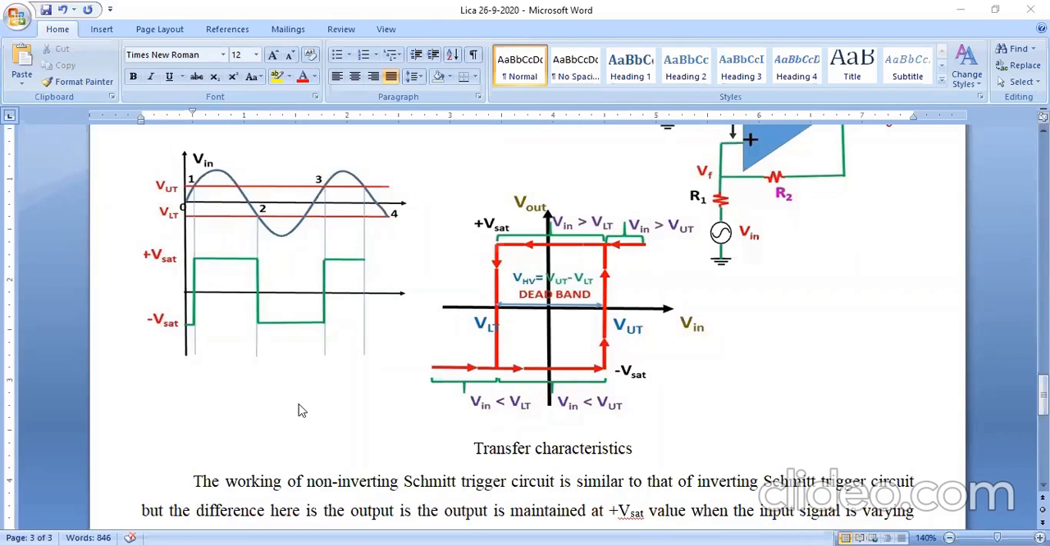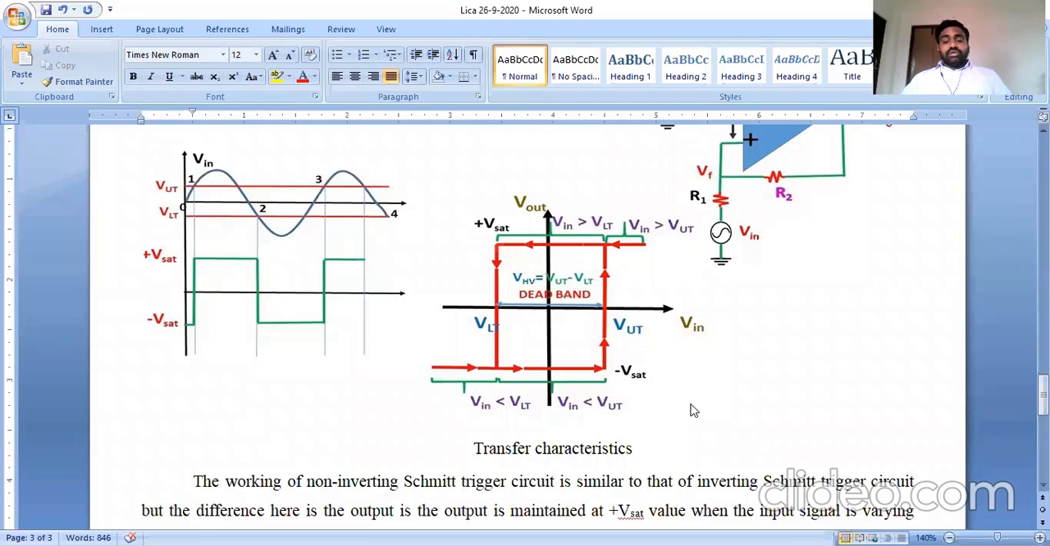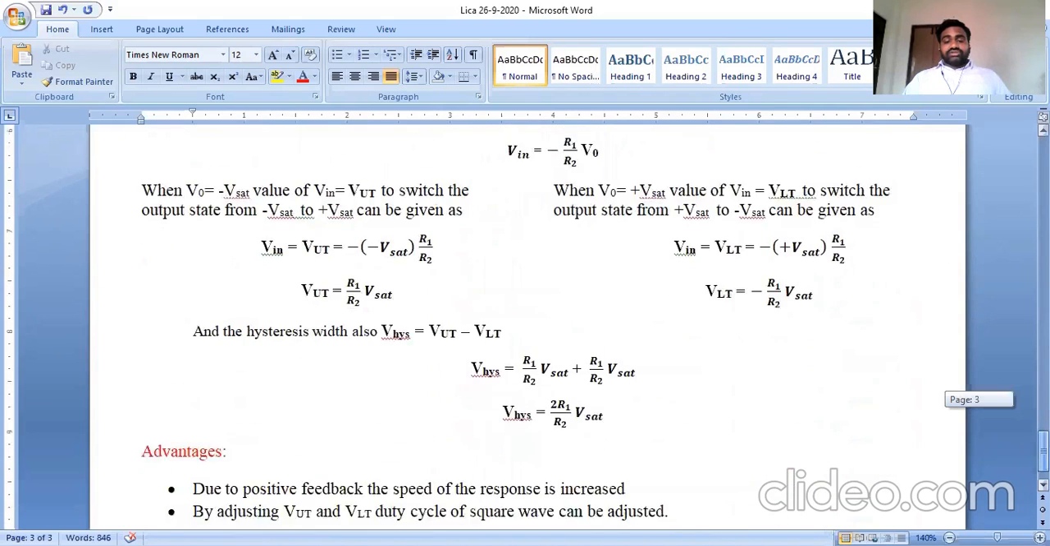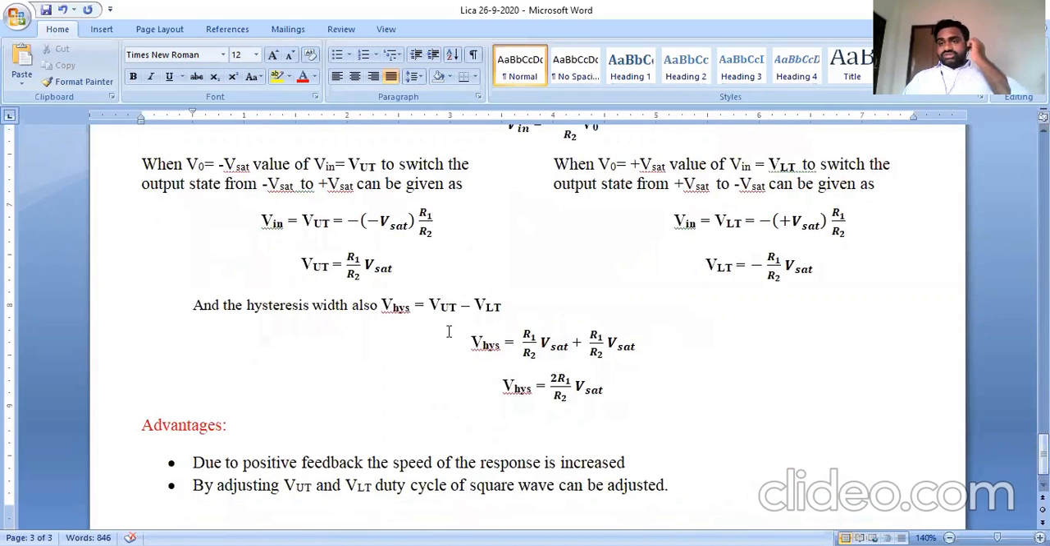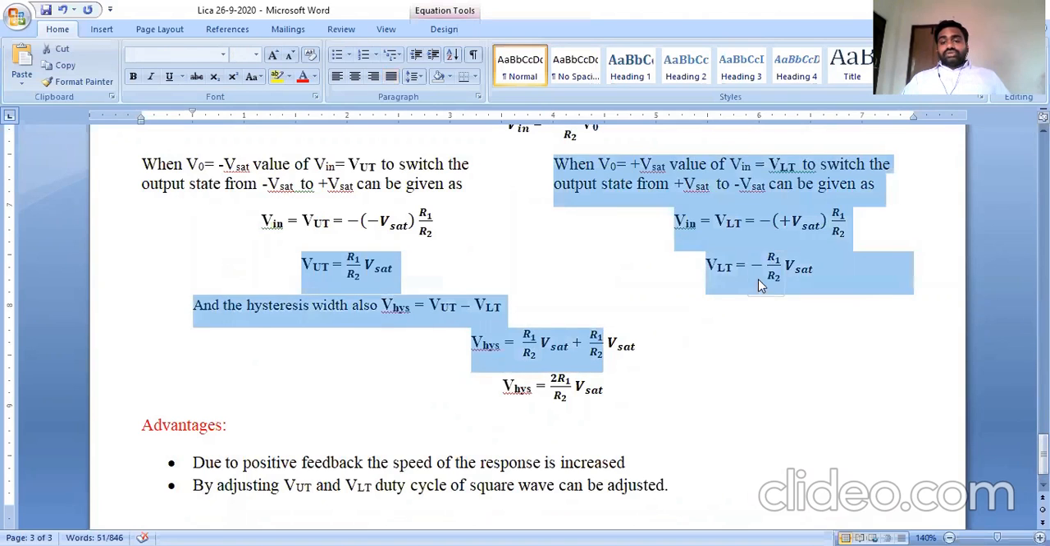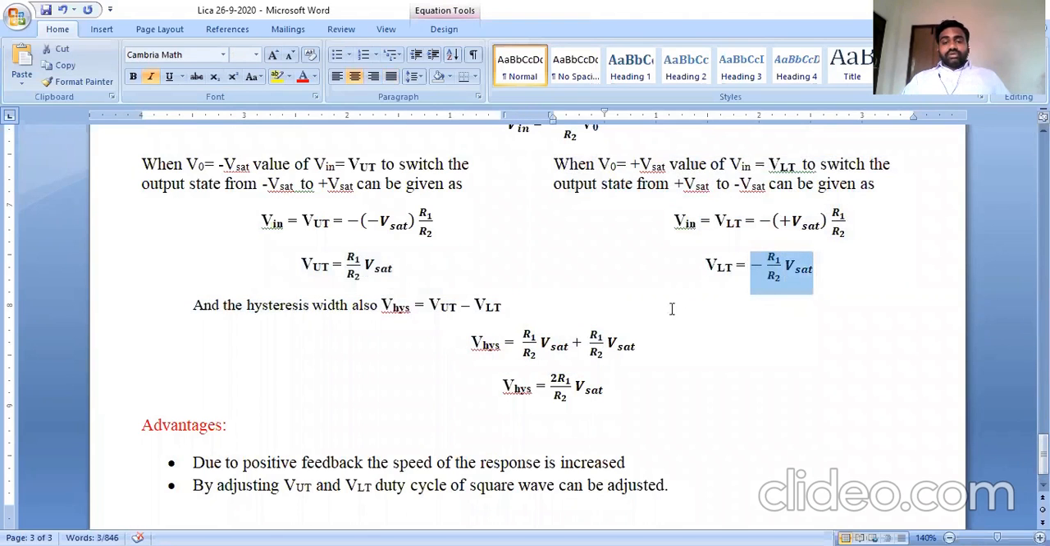So if we analyze the behavior of hysteresis from this particular transfer characteristic, hysteresis is nothing but the difference of the upper threshold value and the lower threshold value. The upper threshold value is (R1/R2) times Vsat, and the lower threshold value is minus (R1/R2) times Vsat. If we take the difference, the hysteresis is equal to 2 times (R1/R2) times Vsat.